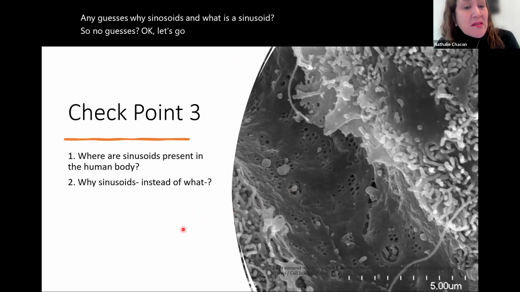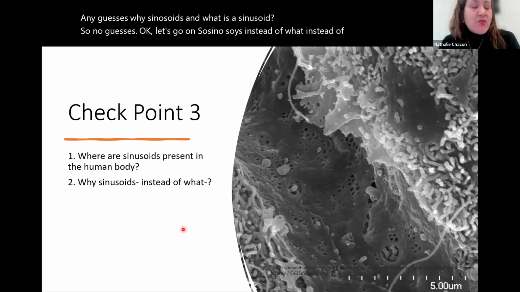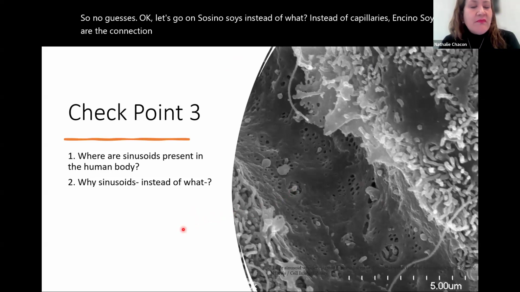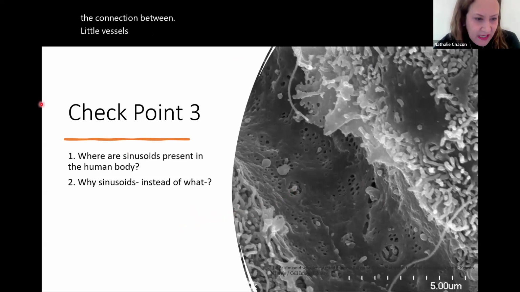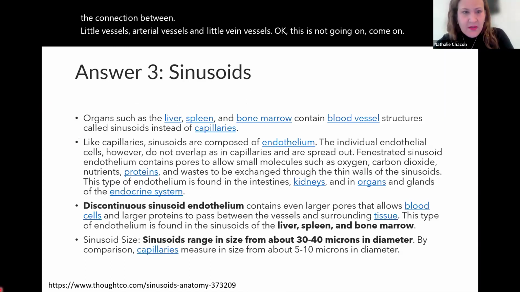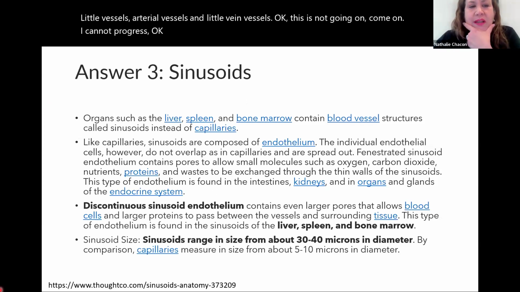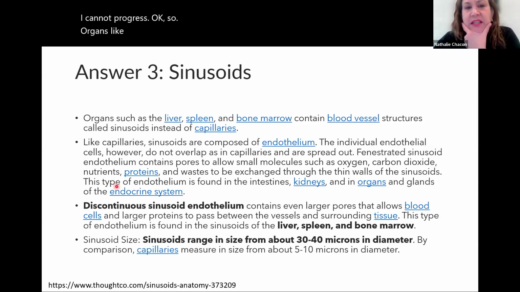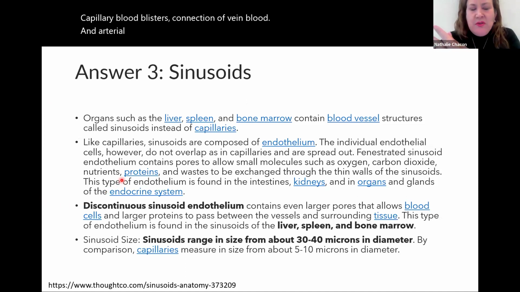So sinusoids, instead of what? Instead of capillaries. And sinusoids are the connection between little vessels, arterial vessels, and little vein vessels. So organs like spleen, liver, bone marrow, they contain little capillary blood vessels, connections of vein blood and arterial blood, called sinusoids.